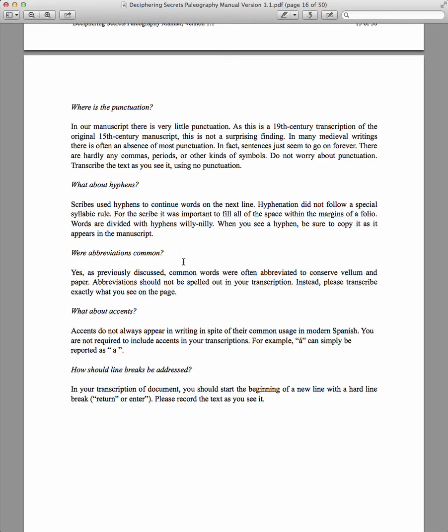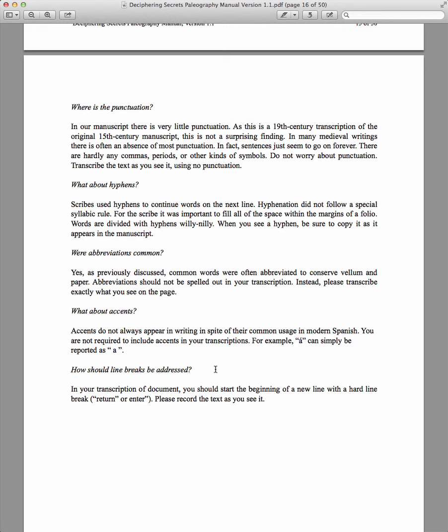Abbreviations, were they common? Absolutely yes, and you've seen some of those abbreviations. What about accents? Sometimes you'll see accents, yes. Sometimes you won't. So you can see an A with an accent appearing, and sometimes it will only show as an A. In our transcriptions, we are going to go ahead and just record A's. You can put the accent on there, but it's not necessary.